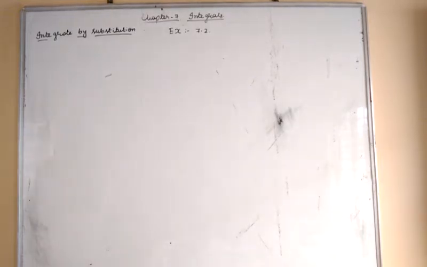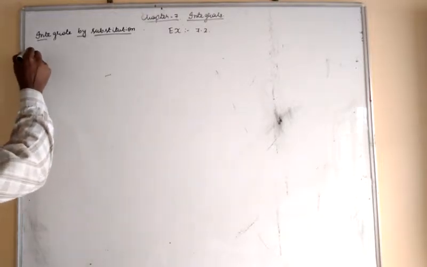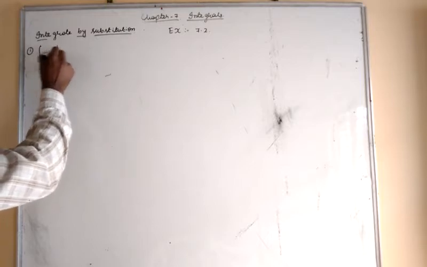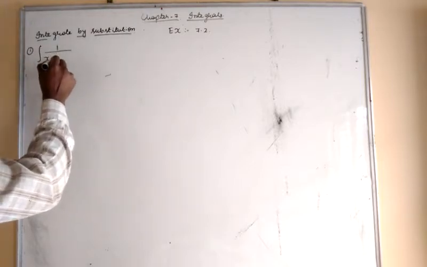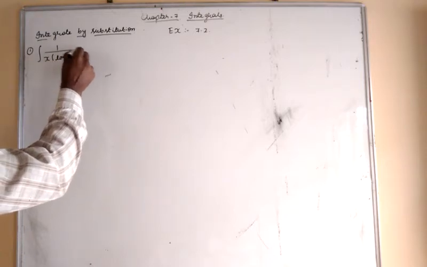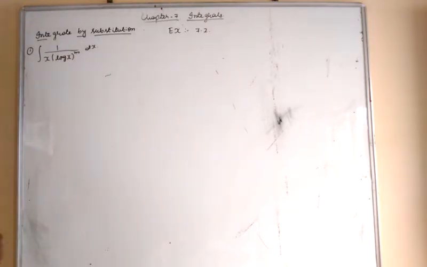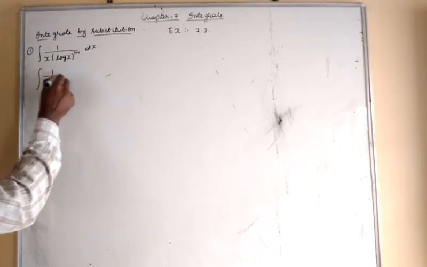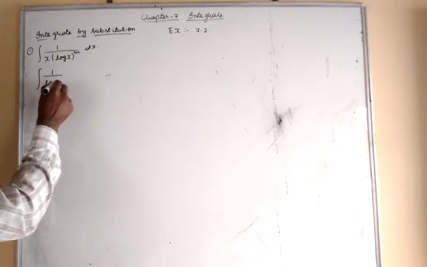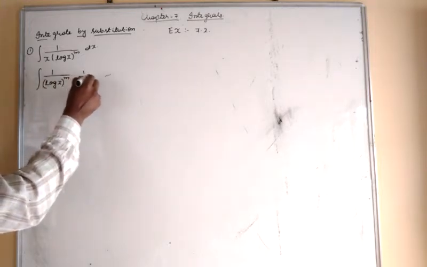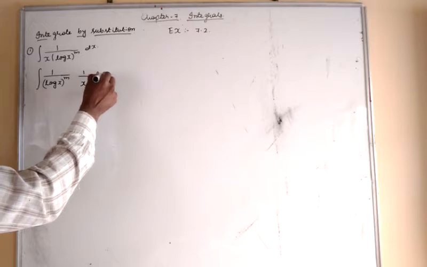In the previous class, I solved the problems on exercise 7.2. Let us continue the problems on the same exercise. Let us take the first problem, integrate by substitution method. The first problem is integration of 1 by x into (log x) whole to the power of m dx. Here, integration of 1 by (log x) whole to the power of m into 1 by x dx we can write.